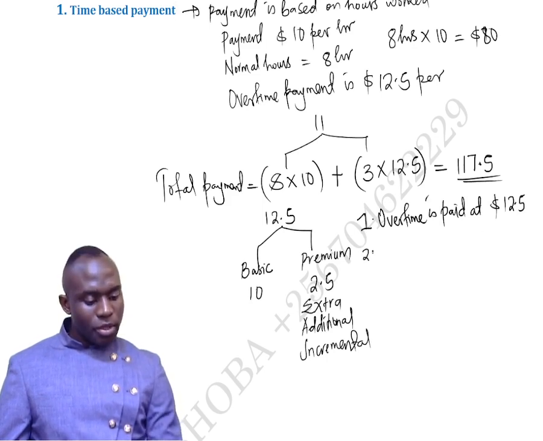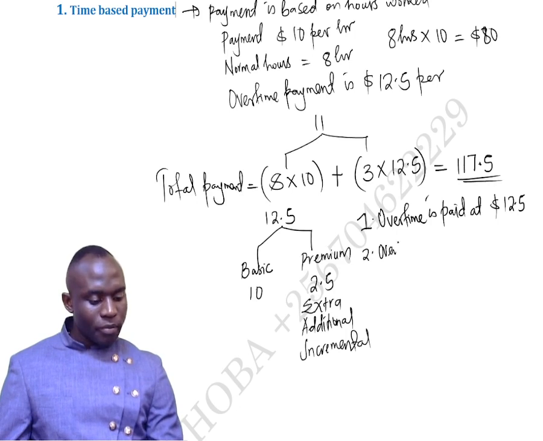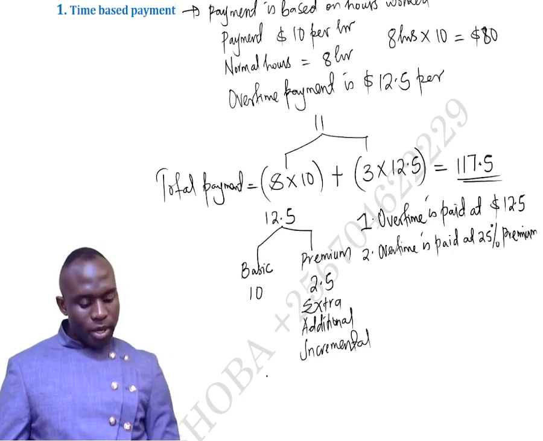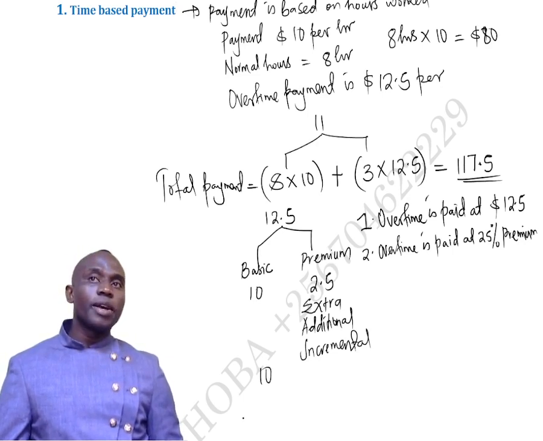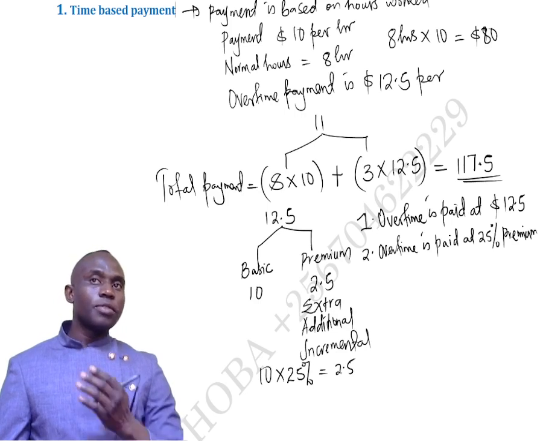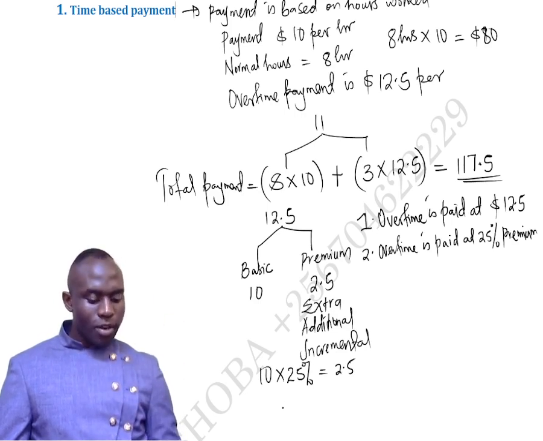The second option could be this. They tell you that overtime is paid at 25% premium. Now remember what we've said, premium is just the increment. So if the normal payment has been $10, if you work overtime, we are adding you 25% of the normal payment. And 25% would be 2.5. So now the 2.5 is just the increment. It means the total overtime payment is 10 plus the 2.5.